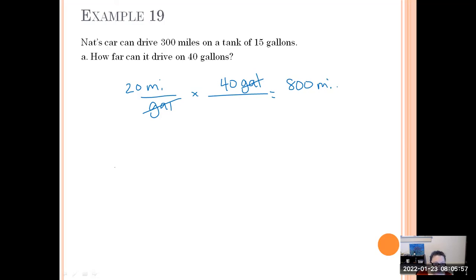So how far can Nat drive on 40 gallons? Nat can drive 800 miles on 40 gallons.